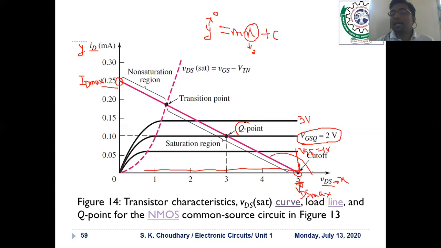Its another name is the operating point. Whenever we plot the DC load line over the IV characteristics of any transistor, this load line intersects the IV characteristics curve at certain points, and the point where it intersects is called the operating point of that transistor.